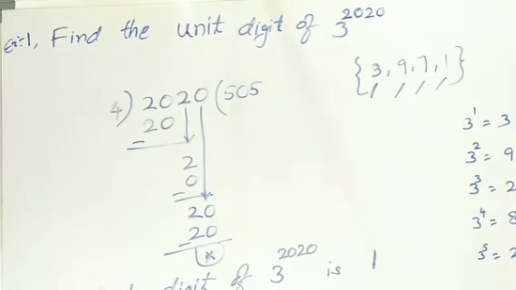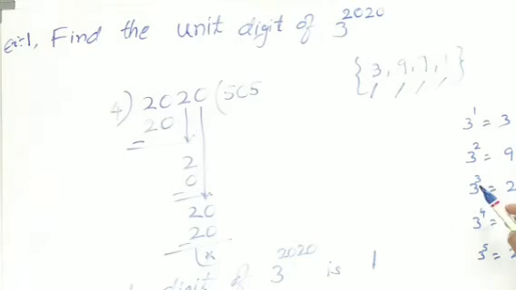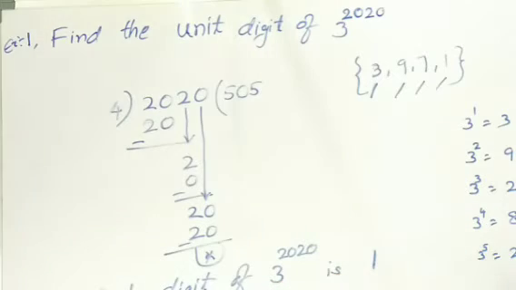Why am I taking 1? Because the remainder is 0. If the remainder is 1, then 3 will come; if 2, then 9 will come; if 3, then 27. When it divides perfectly, the remainder is 0, then we take the last one, that is 1.